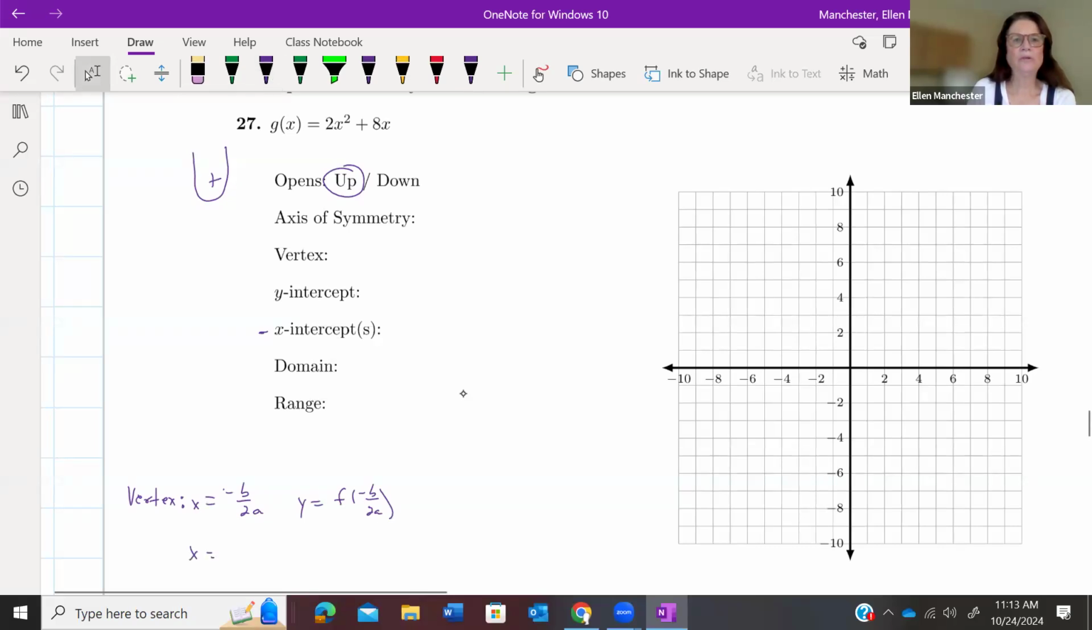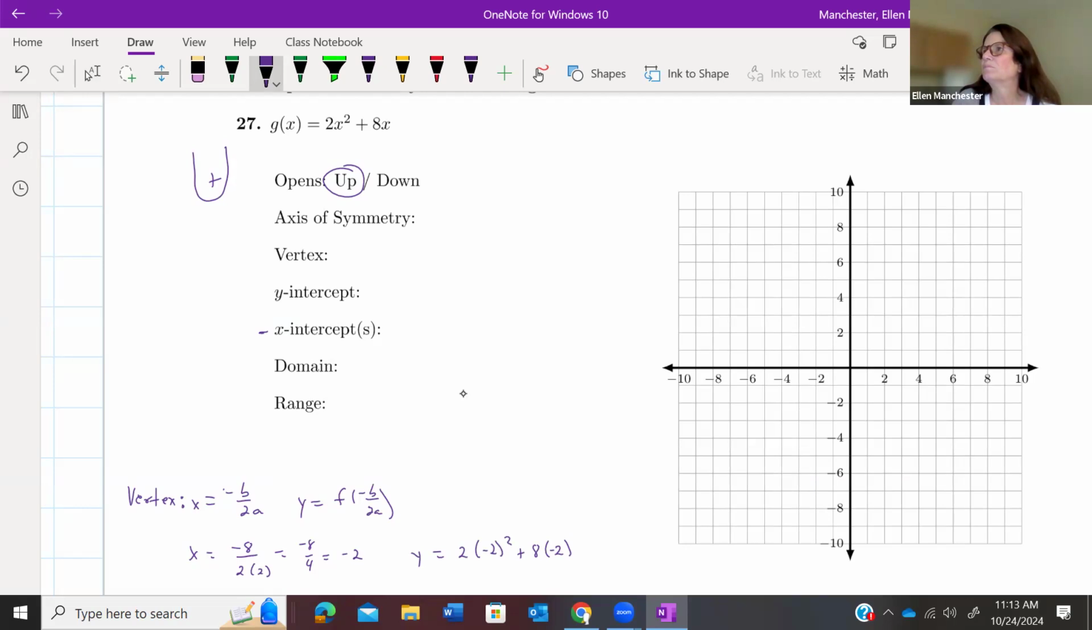So it's x equals negative 8 over 2 times 2. So negative 8 over 4 is negative 2. And then the y value, you're going to plug that back into the original equation. So this is 2 times 4 is 8, minus 16 equals negative 8. So our vertex is at negative 2, negative 8. Our axis of symmetry is the x value of our vertex, so x equals negative 2. So our axis of symmetry is going to look just like that. And our vertex is at negative 2, negative 8.